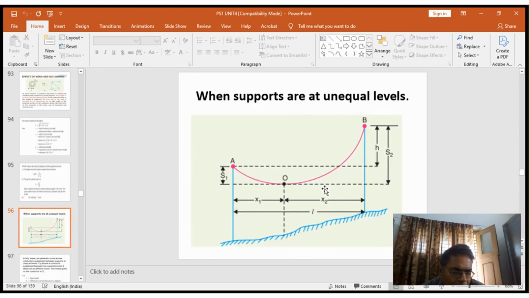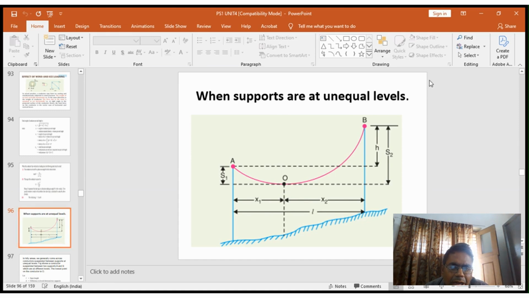That is for two supports at equal height. There are two methods: one is the parabolic method, and the other is the catenary method. The catenary method is the exact method. In this method, we calculate three parameters: one is the length of the conductor, another is the sag, and another is the tension at any support.